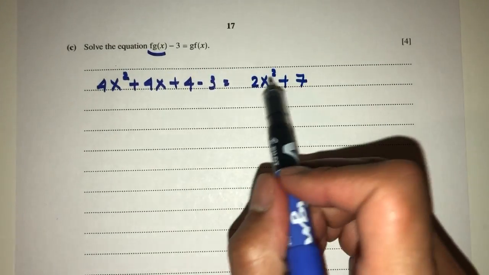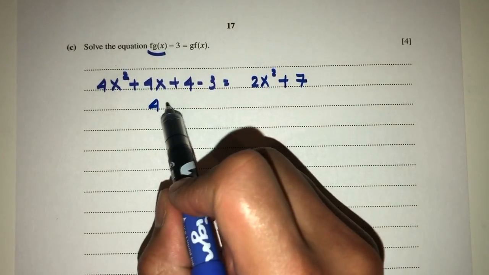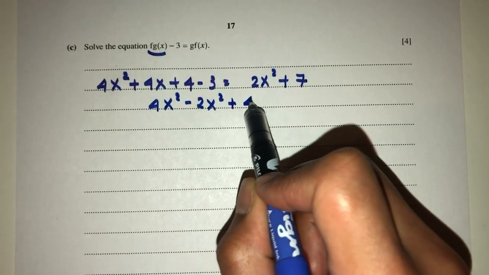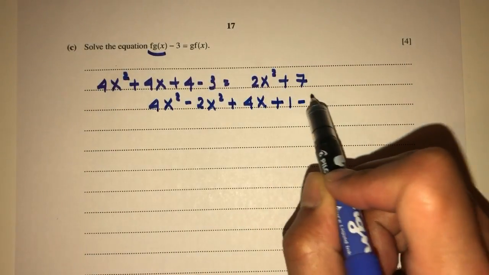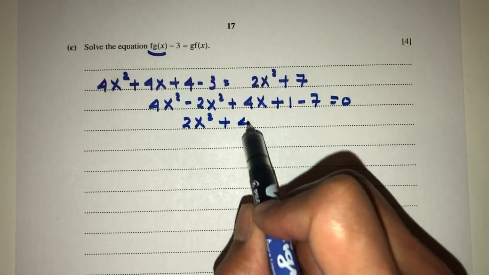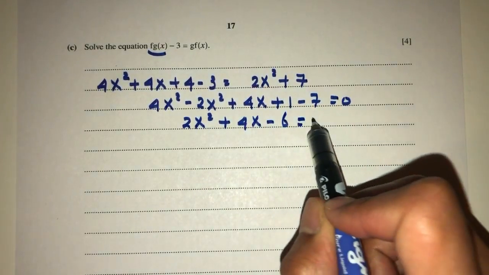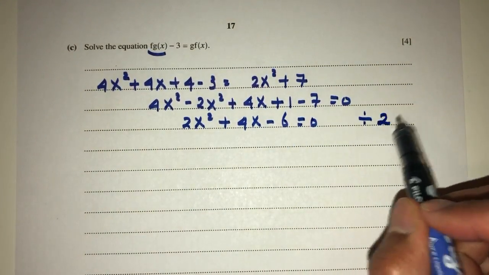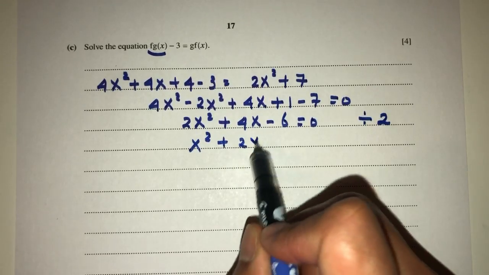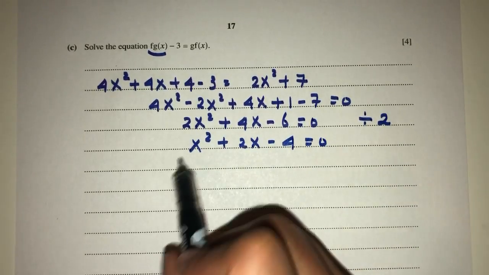Now simplify, let's send everything to one side. You will have 4x squared minus 2x squared plus 4x plus 1 minus 7 is 0. That will be 2x squared plus 4x minus 6 is 0. Divide by 2 everywhere because everything is even, right? You will have x squared plus 2x minus 3 is 0.